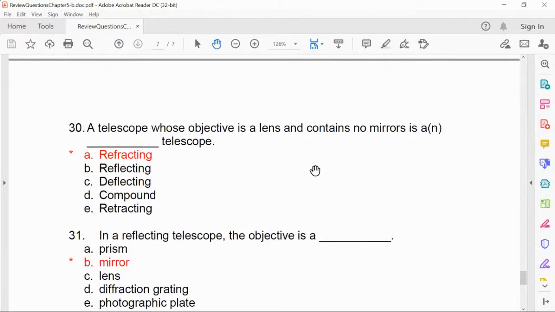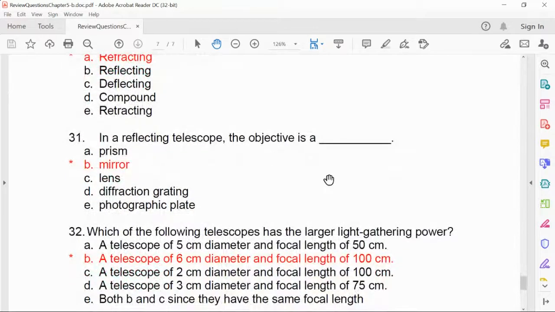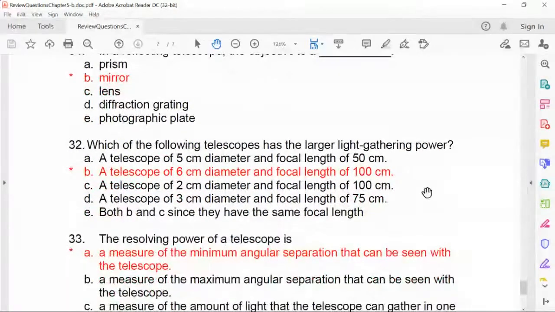30, a telescope whose objective is a lens and contains no mirrors is a refracting telescope. In a reflecting telescope, the objective is a mirror. And in the same way we can say in a refracting telescope, the objective is a lens. This is a comparison here. Which of the following telescopes has the larger light gathering power? Well, a telescope of 6 centimeters diameter, so you always look for the one that has the larger diameter.